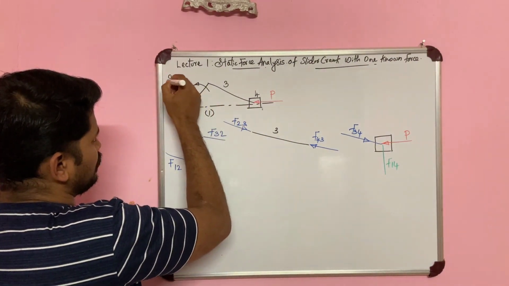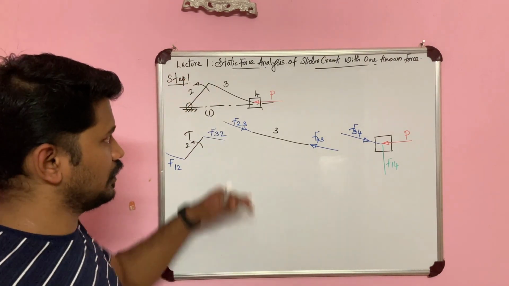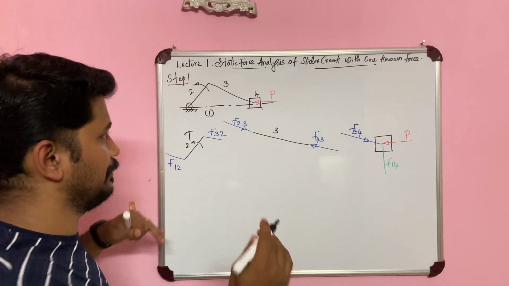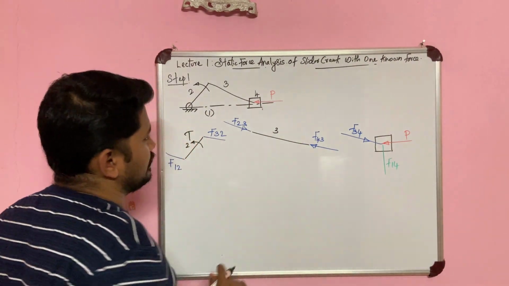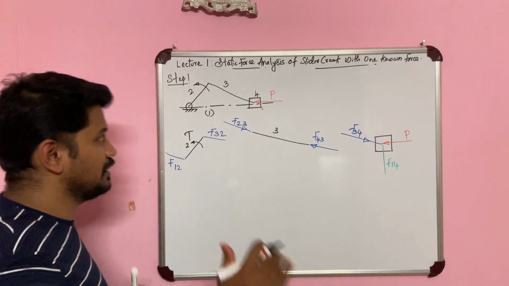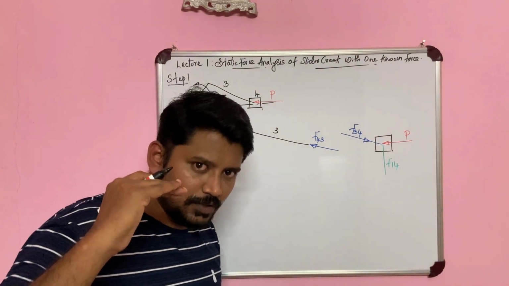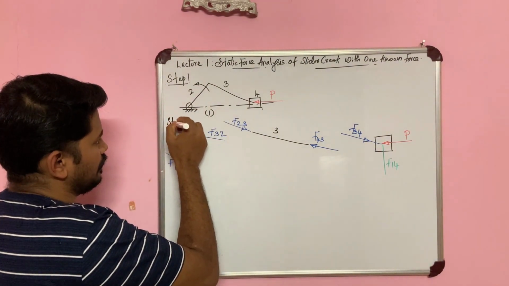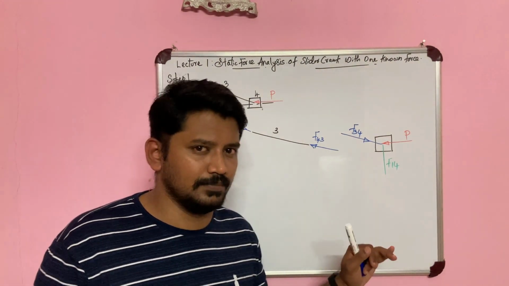So here I am drawing my configuration diagram. I'll go step by step. Step 1 is to draw the configuration diagram as per any suitable scale. Right, so I'm not writing that heading. So draw the configuration diagram with a suitable scale. Next step is to draw your free body diagrams.